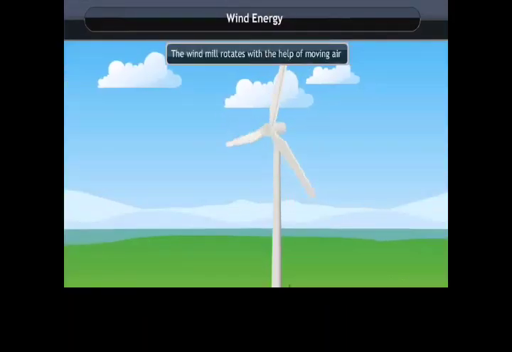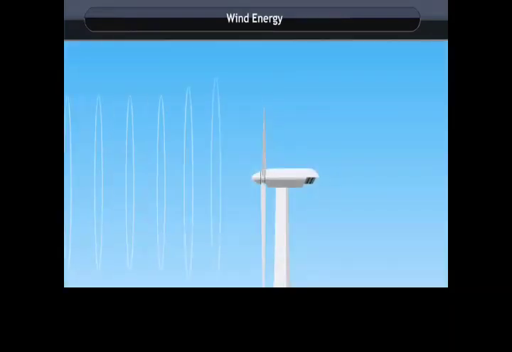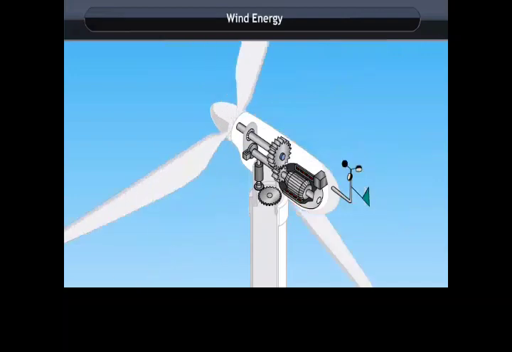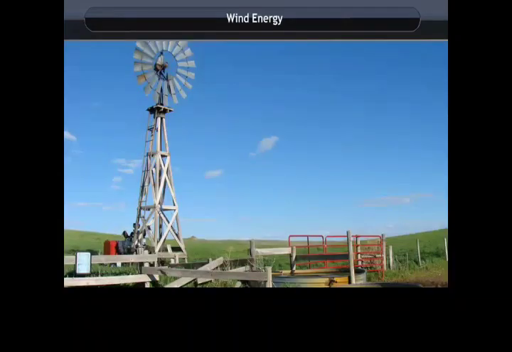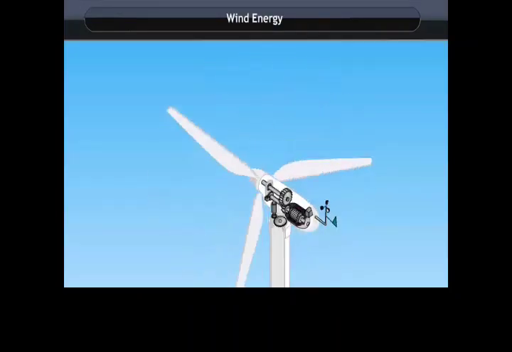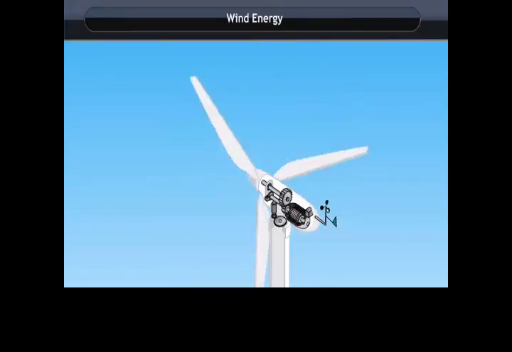Wind energy. Wind energy is used in windmills, which convert the kinetic energy of the wind into mechanical or electrical energy. The kinetic energy of wind can be used to do mechanical work like lifting water from wells or grinding grains in flour mills. It can also be used to rotate the turbines of generators to produce electricity.